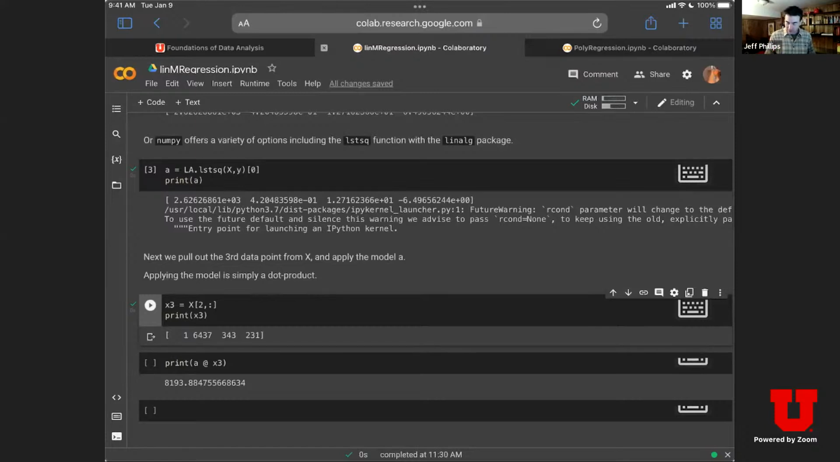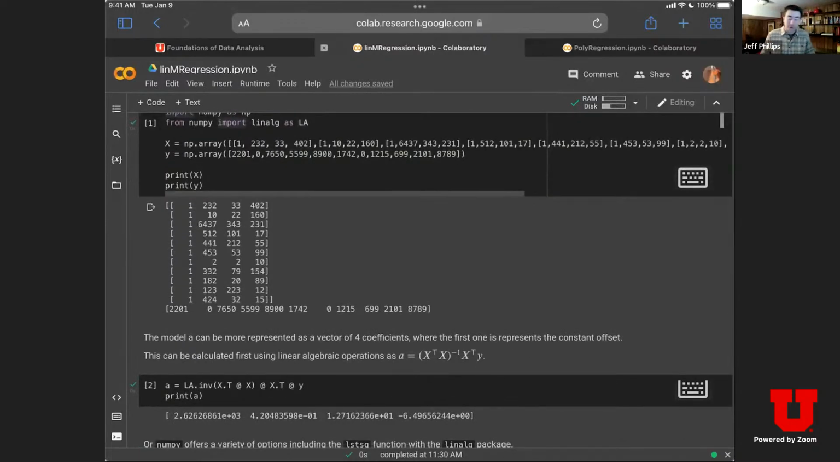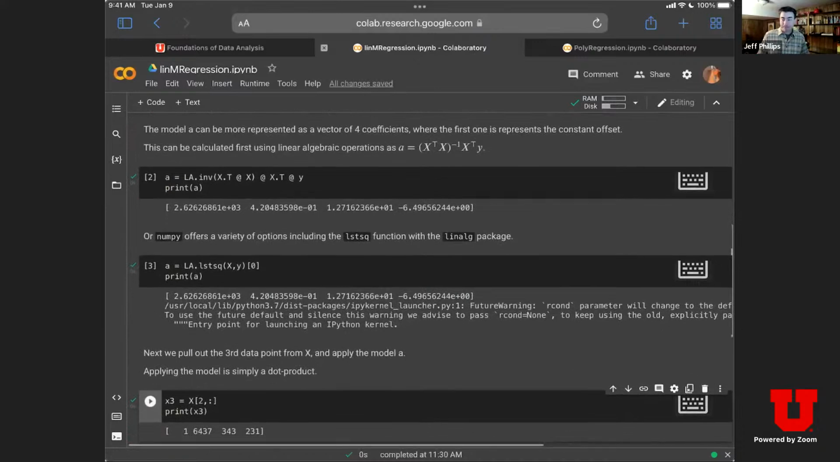I can print out x3. I have the coefficient 1 in front, then I think 6,437 seconds on the website, 343 centimeters of jiggle, and 231 centimeters of scrolling. And the prediction is I'm going to spend about $82 on the site if this is the interaction. If you look at what the actual value of y was, it was $76.50, so we're getting somewhat close to that. Okay, great.